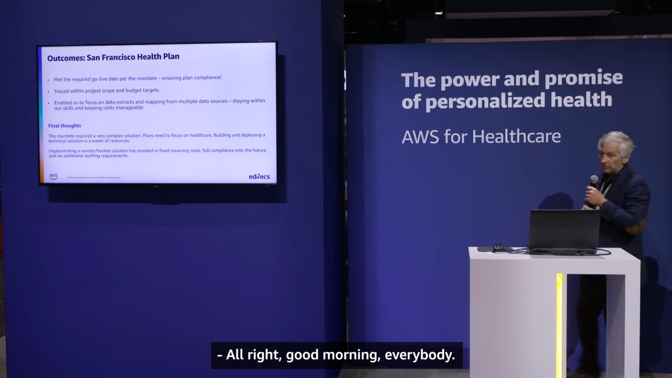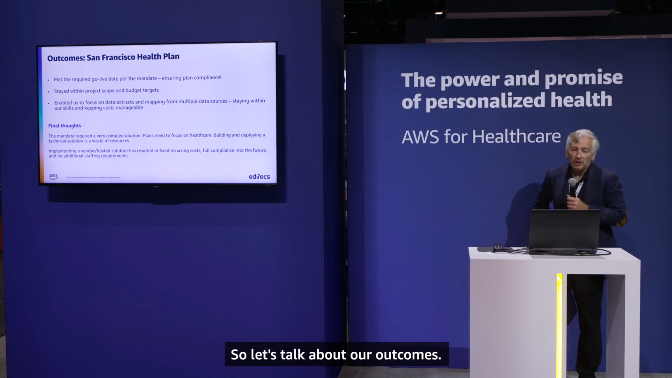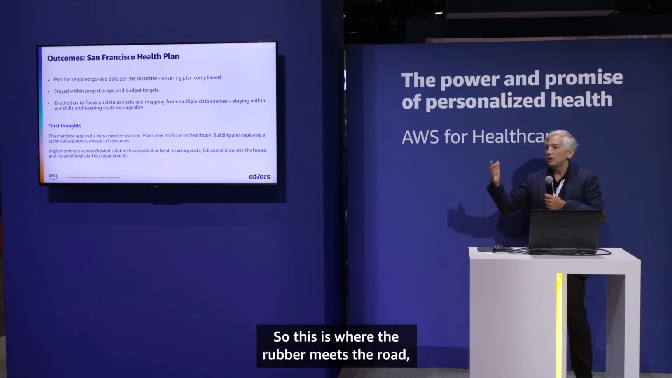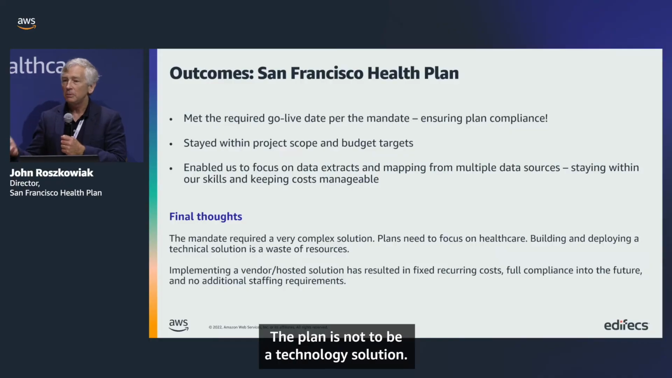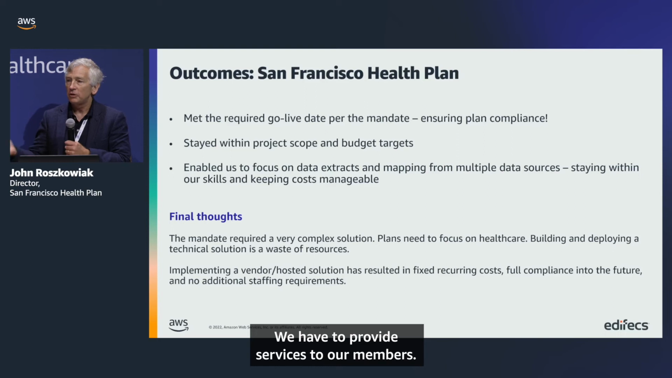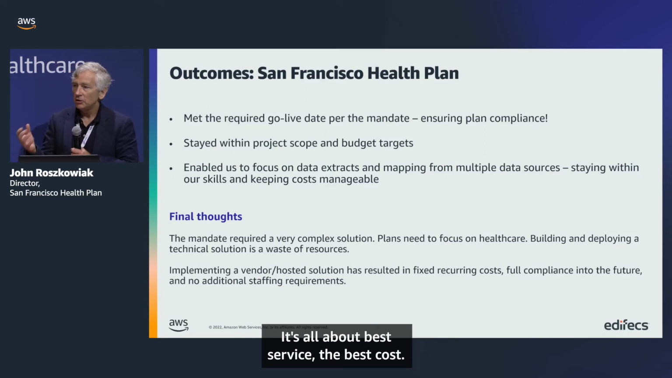All right, good morning, everybody. So let's talk about our outcomes. This is where the rubber meets the road. We're the plan. What does a plan do? The plan is not to be a technology solution. We have to provide services to our members. It's all about best service, the best cost.